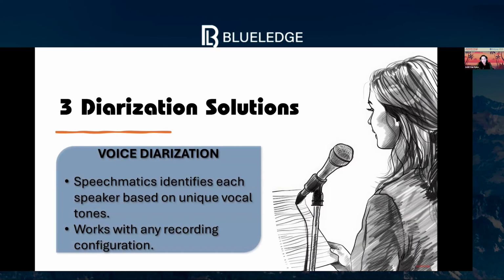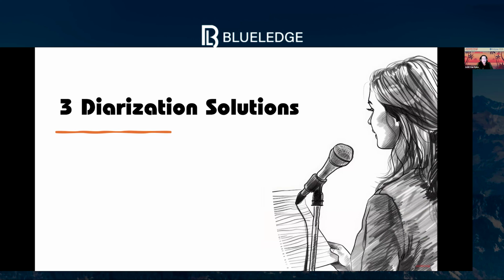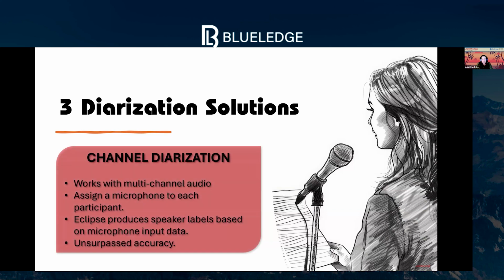With voice-based diarization, it will listen to each person's voice, identify their unique vocal tones, and assign them a speaker label that it will continue to use for the duration of the proceedings. And this works with any recording configuration. Next, we have channel-based diarization. As the name implies, this does require multi-channel audio recording where you would have a channel assigned to each of your speakers, and information from each of those channels is how Eclipse determines who is speaking and when. This is very accurate, but it does require all of those microphones.